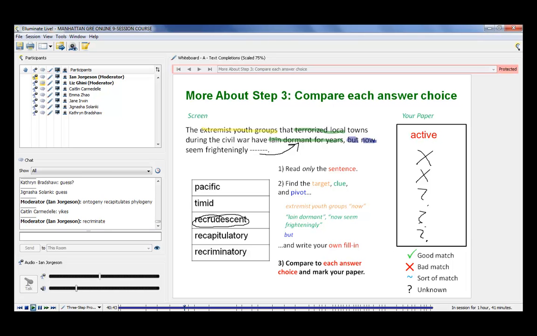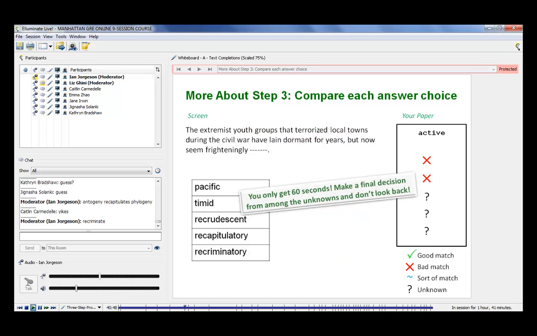The big point I want to get across here is not whether or not you knew the words. The big point is that when you're down to words you don't know, just guess with what's left. Don't spend a lot of time trying to figure them out. If you don't know them, take your best shot.